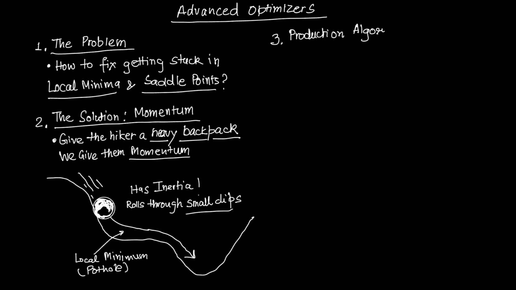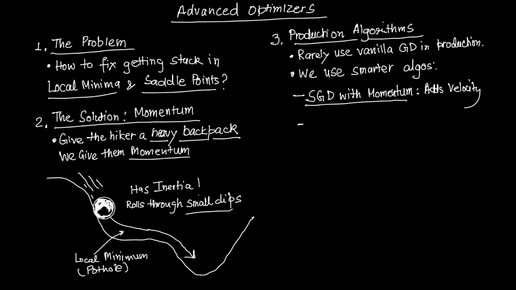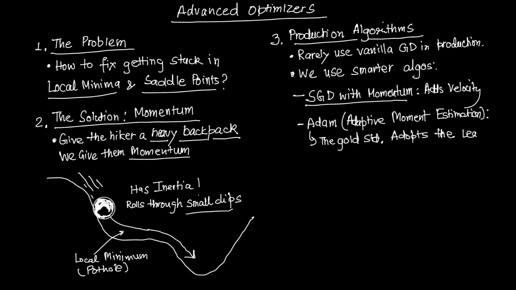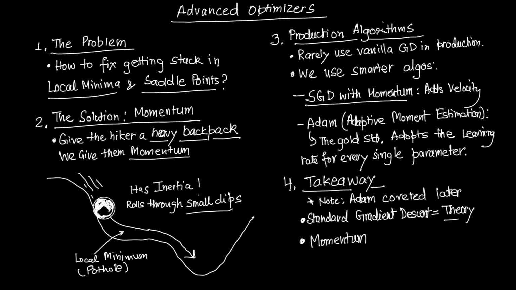This is why we rarely use vanilla gradient descent in production. We use smarter algorithms like SGD with momentum, which adds velocity, or ADAM, short for adaptive moment estimation, which is the gold standard. It adapts the learning rate for every single parameter individually. We'll cover ADAM in a future video, but just know standard gradient descent is the theory, momentum or ADAM is the practice.